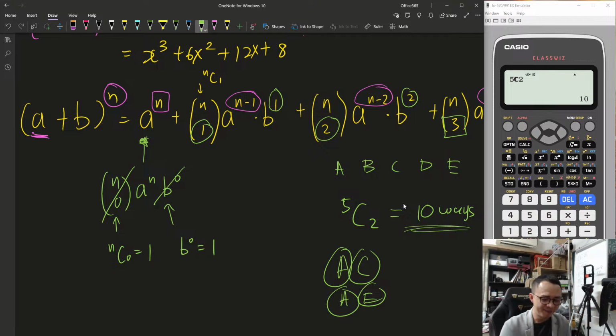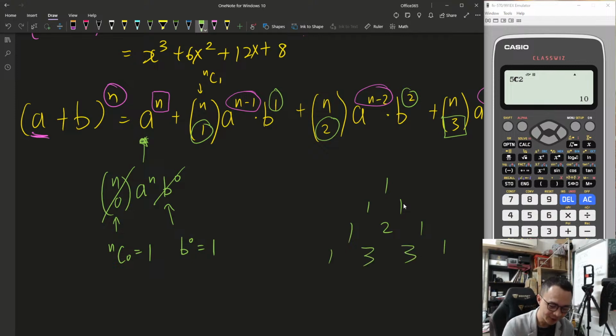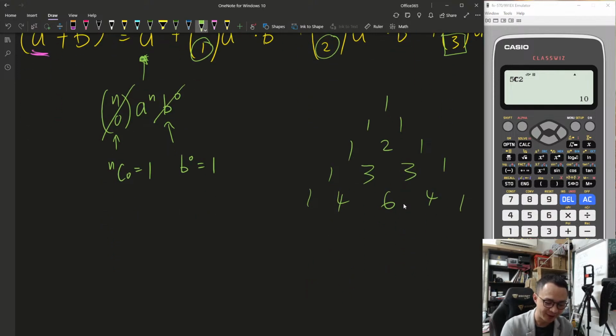But in this topic, nCr is actually used to find the Pascal triangle values. I don't really want to explain Pascal triangle too much, but let me explain a little bit. This is the number. How to get this number? You just add any 2 numbers, like 1 plus 3 you get 4, and so on. So let's say this one.